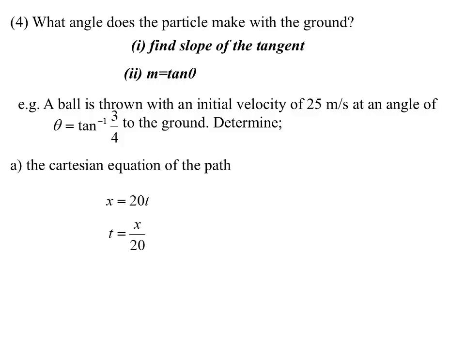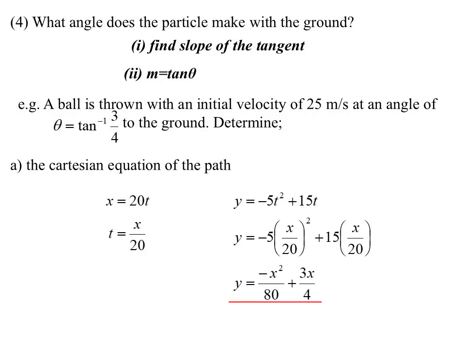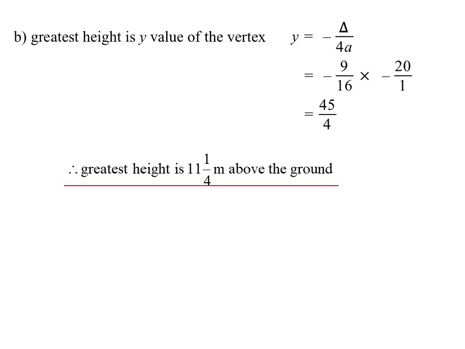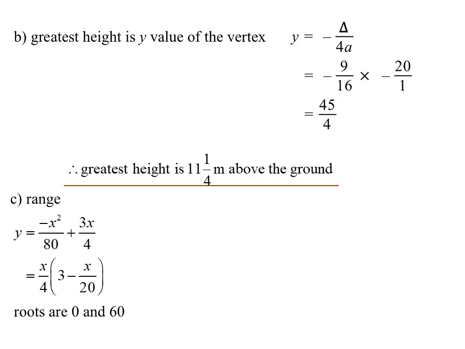So we came up with x equals 20t, make t the subject, substituted it into the y component, and I've got a quadratic equation to play with. The greatest height, right? Y value of the vertex. Sub it into the minus discriminant on 4a, and there it is, 45 on 4. Same answer, of course, that we got yesterday. The range, okay, let's go and solve the equation, and we get our two answers. X is 0 or 60. 60 was the range.